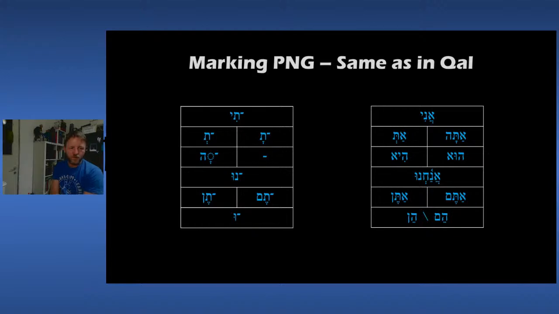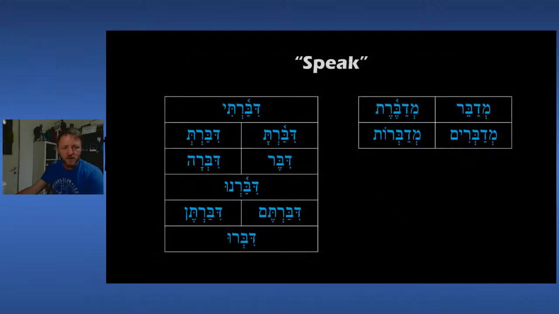Okay, in the kal we said ani is ti, like shamarti. Ata shamarta. At shamart. Hu shamar. Hi shamra. אנחנו שמרנו. אתם שמרתם. אתן שמרתן. הם או הן שמרו. Okay, this is the kal. So we're going to see that these endings are identical in the piel, which means learning the piel is easy.